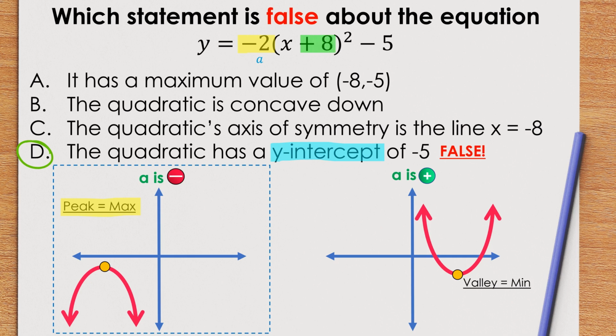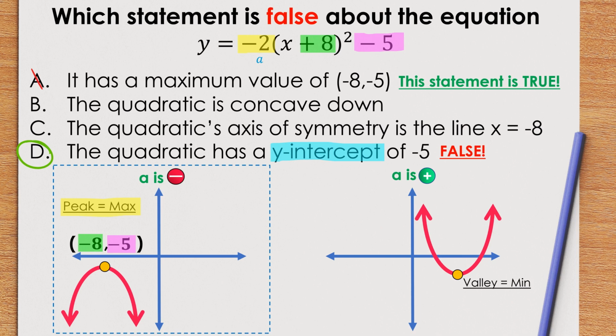Remember, our x value of the vertex will always be the opposite of what h looks like. In this case, it looks like positive 8, so we know the x value will be negative 8. And the y value is just k, which is negative 5. Therefore, choice A is correct, since negative 8, negative 5 is the correct vertex, and it's also the maximum value of the quadratic, since it occurs at the peak.